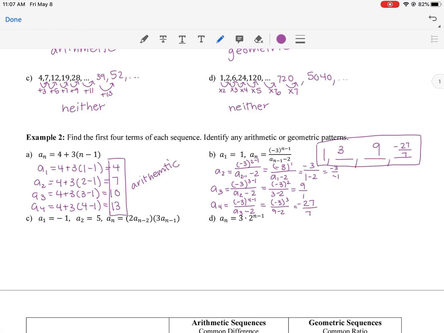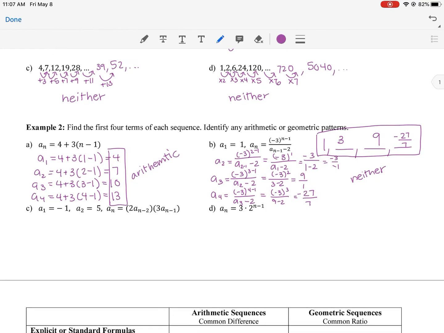And in this case, it starts to appear like it's geometric, right? Times 3, times 3, but then it's not times 3 this next time. So in this case, this is going to be neither arithmetic nor geometric. Okay, let's do this next one.